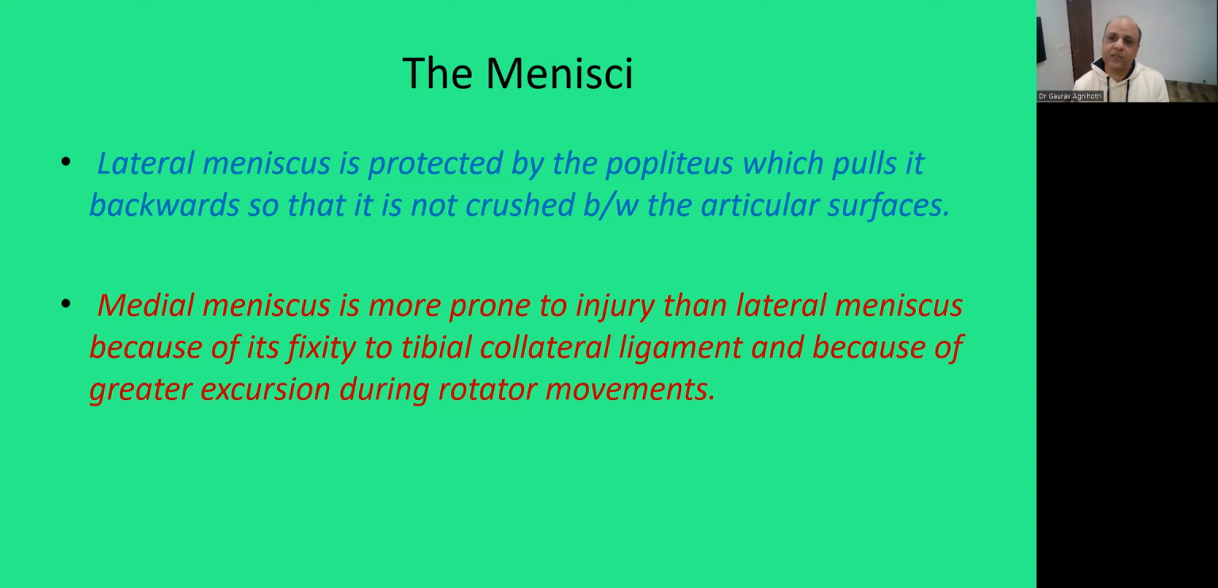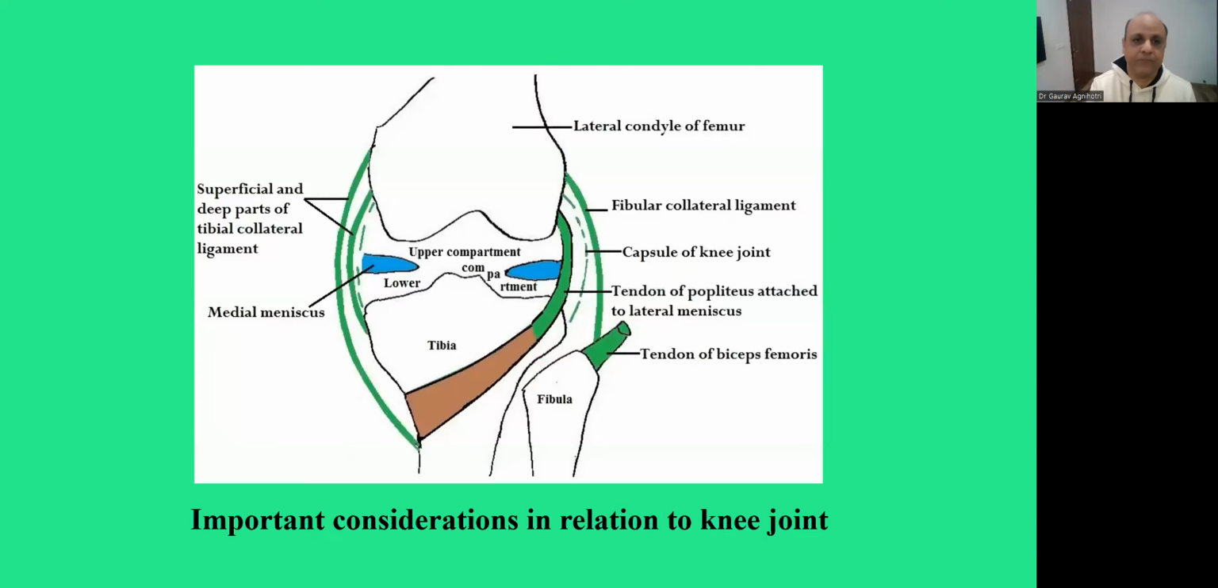So which meniscus is more prone to damage? The answer is the medial meniscus, because of its fixity to the tibial collateral ligament and because of its greater movements during rotation. While on the other hand, the lateral meniscus is always protected by the popliteus, which pulls it and prevents it from being crushed between the condyles of the tibia and femur during extension. So students should always remember this.